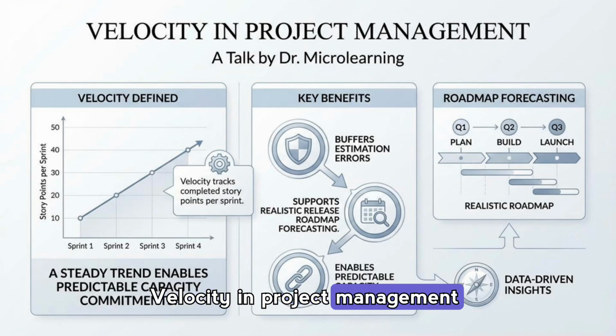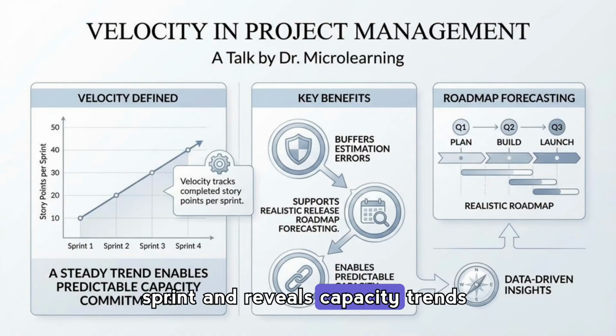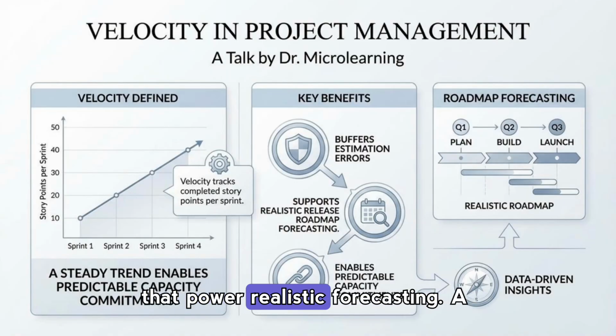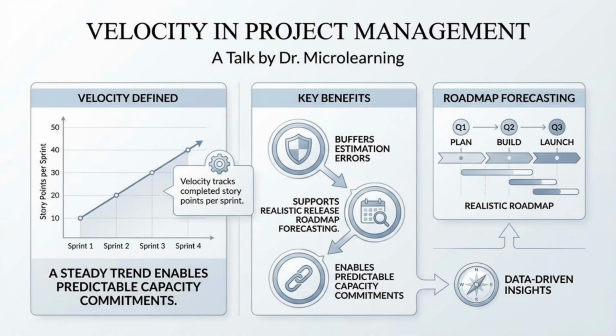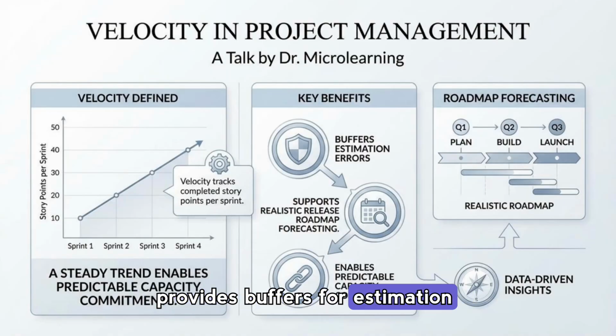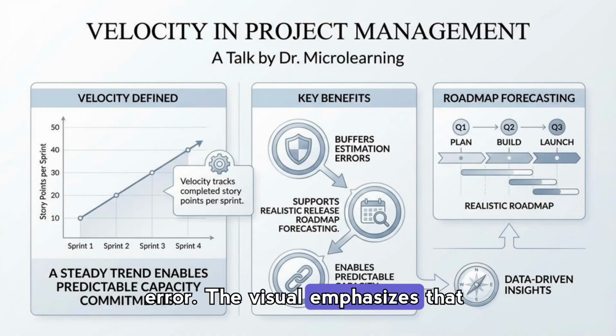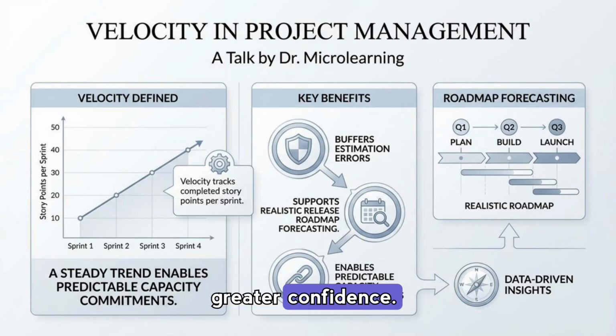Velocity in project management tracks completed story points per sprint and reveals capacity trends that power realistic forecasting. A steady, upward, or consistent velocity enables predictable commitments, supports roadmap forecasting, and provides buffers for estimation error. The visual emphasizes that data-driven velocity helps teams and leaders plan reliable releases with greater confidence.